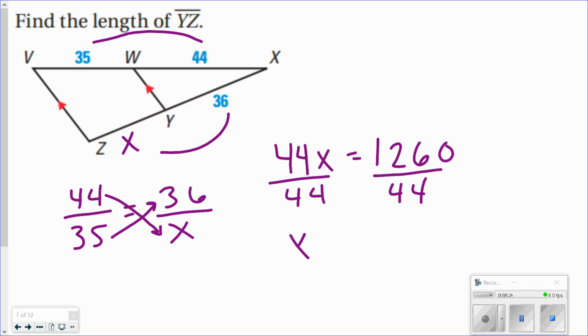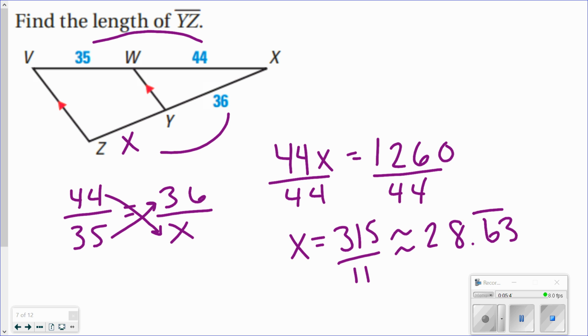And we actually don't get a pretty number here, so I'm going to keep it as a fraction, and I know it's going to be a weird one. So 315 divided by 11. If you do plug this in your calculator, it gives you approximately 28.63, and that 63 repeats itself. So that's why we can't just use our decimal. We have to use a fraction because it isn't an exact answer.